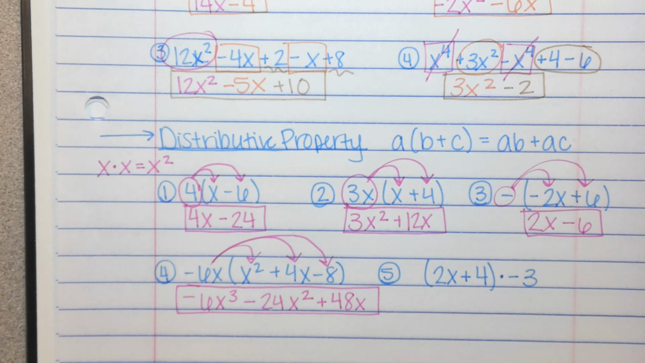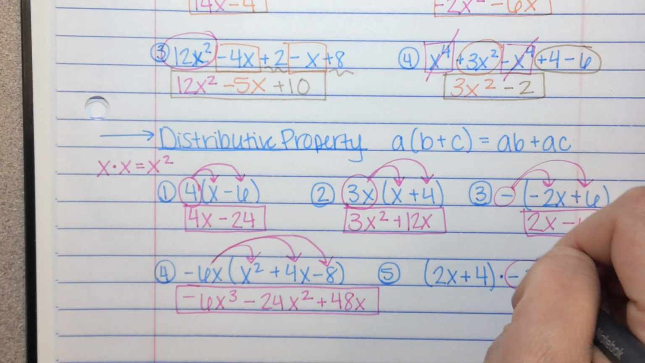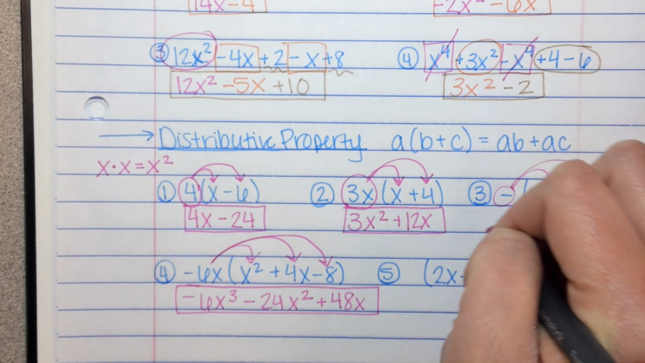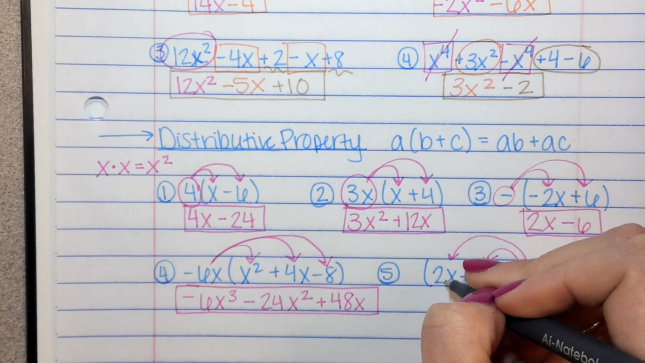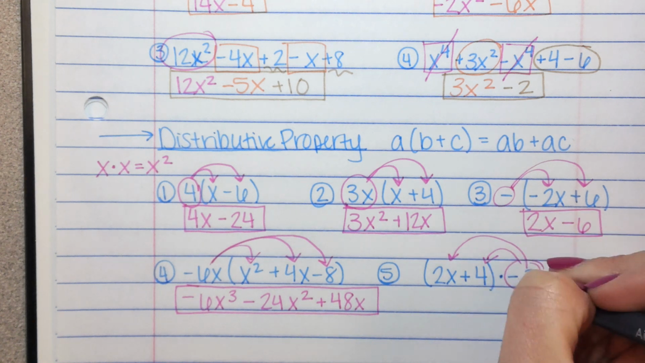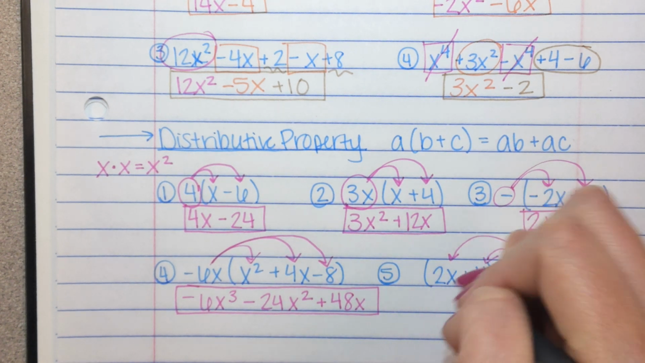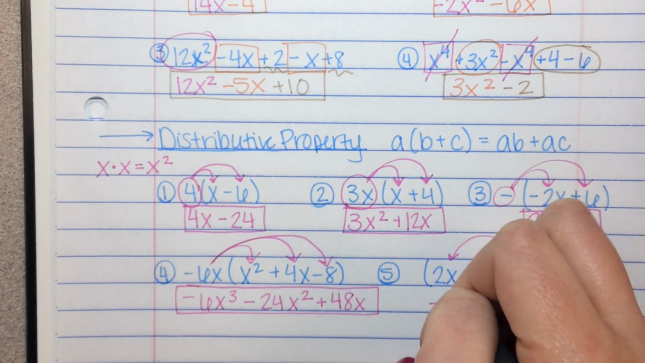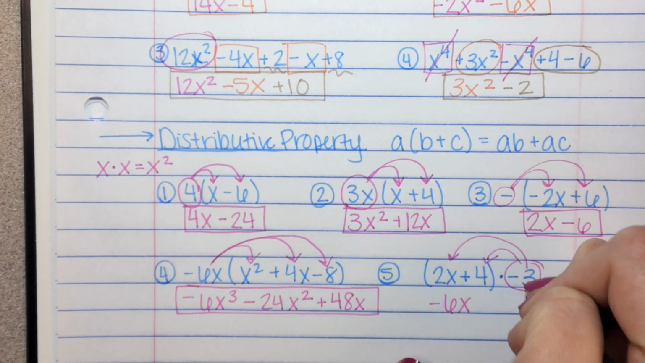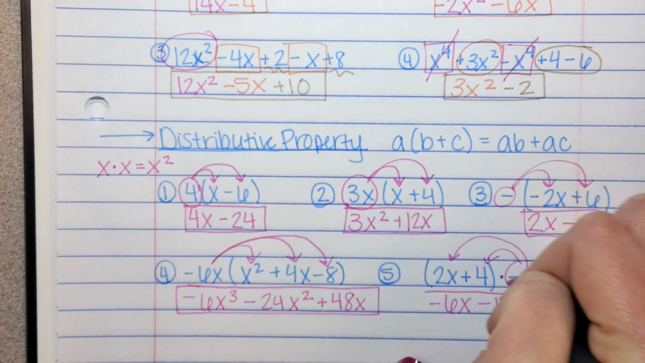Okay, and the last, number 5, this one we're doing the same thing, it's just switched around backwards. So we're doing negative 3 times the quantities, or you can think of it as 2x times negative 3 and 4 times negative 3. Either way. So 2x times negative 3 is negative 6x, and 4 times negative 3 is negative 12.